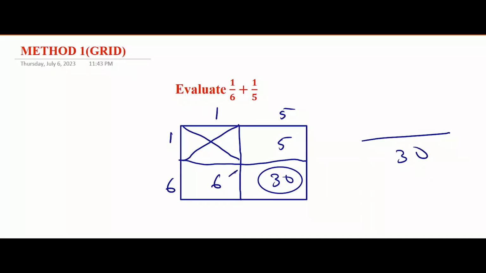Then you connect 6 and 5 together by using the given operator, which is addition. So we have 6 add 5. So that will be 11 out of 30. So that is the solution. So this is how to use the 4 different methods.